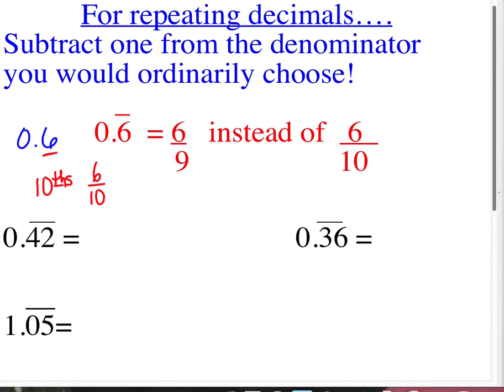But it is a repeating decimal. And when it's a repeating decimal, you have to take 1 off of the denominator that you would have otherwise chosen. So now instead of choosing a 10, we take 1 off and it becomes a 9. So that's where that 6 over 9 comes from. And yes, it would simplify down, really, to 2/3. Ideally, that's what you would write as your answer. So let's try a few of these.